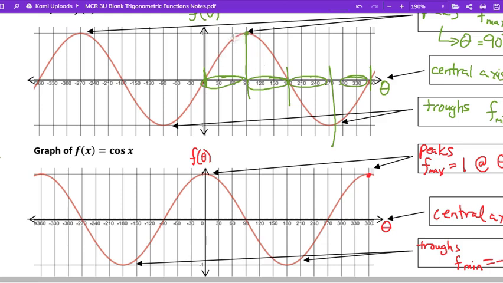I don't care about the points here. I know it's going to be curving up. Afterwards, it's going to be curving down. So the key points are where it starts to change or when it hits the central axis.